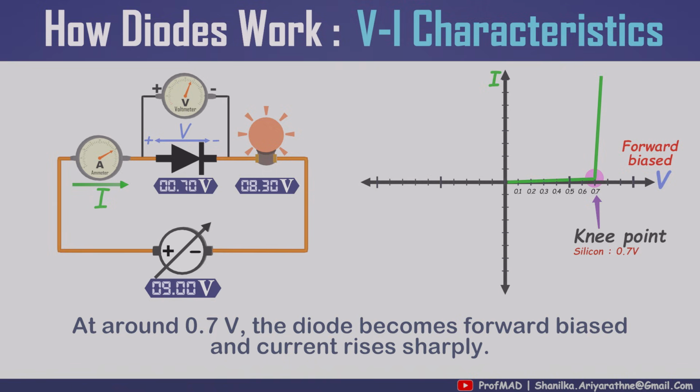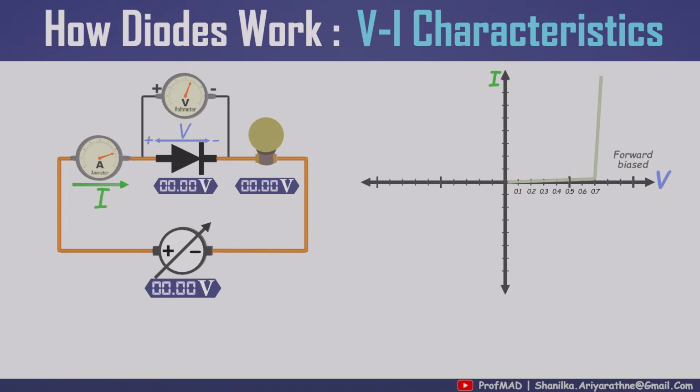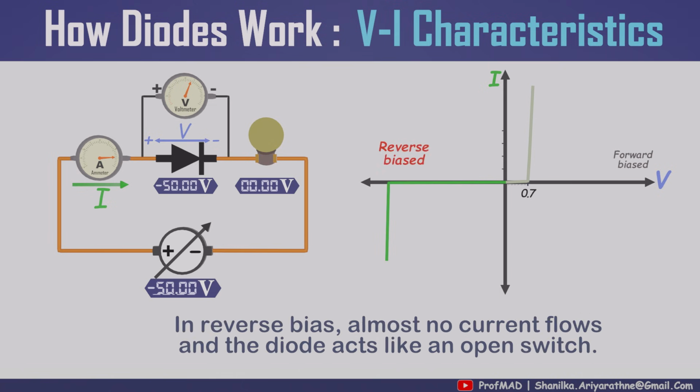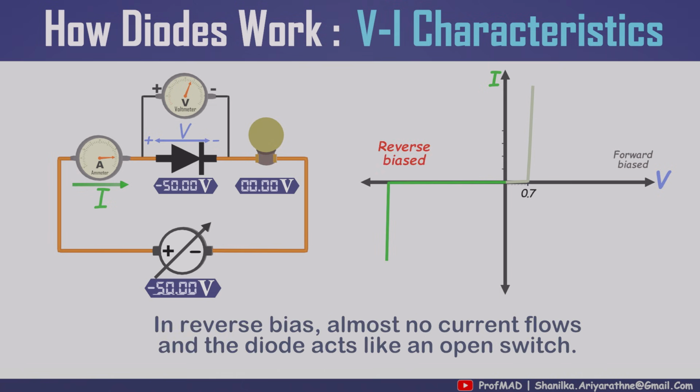Now let's reduce the voltage and reverse the polarity. On the negative side of the graph, we usually need a much larger voltage scale than on the positive side. So instead of 1 volt per division, we might use 10 volts per division. As we apply reverse voltage, almost no current flows, no matter how much we increase it. The diode now behaves like an open switch. This condition is called reverse bias.